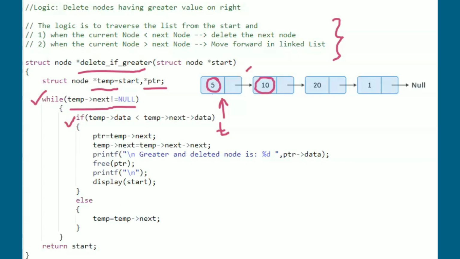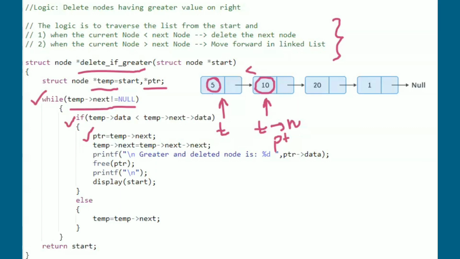So currently temp data value is less than temp next data value, or we can say right hand side node having a value greater than our current node. So here we are going to perform a delete operation, right? So for deleting, that means we want to delete a node 10. So this node 10 is identified with the help of temp next. So I have used a pointer ptr to hold the information of temp next. So this is identified as a ptr.